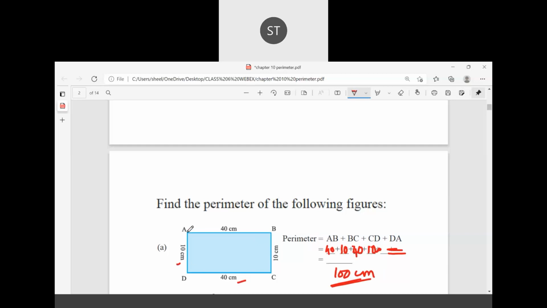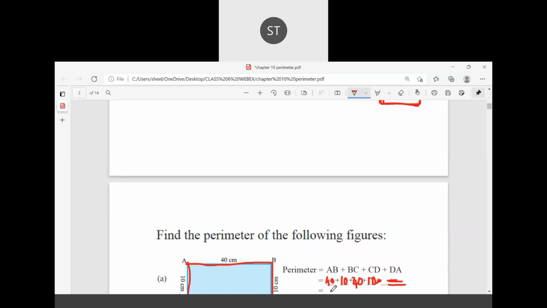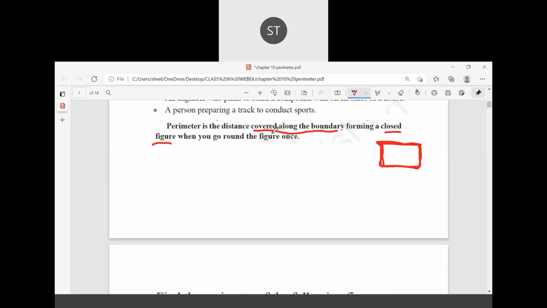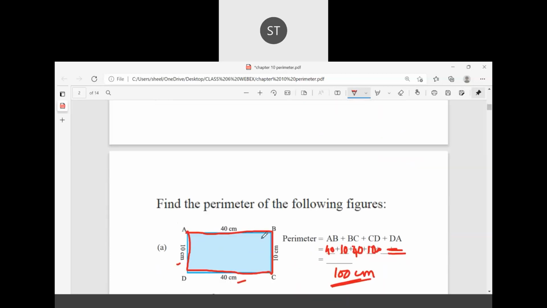So what we are doing here, we are measuring the outer boundary length, isn't it? AB measured, BC measured, then next CD measured, then AD length we have taken. So all the lengths we have added here. So perimeter is the distance covered along the boundary, forming a closed figure when you go around the figure once. So we have taken the outer boundary length.